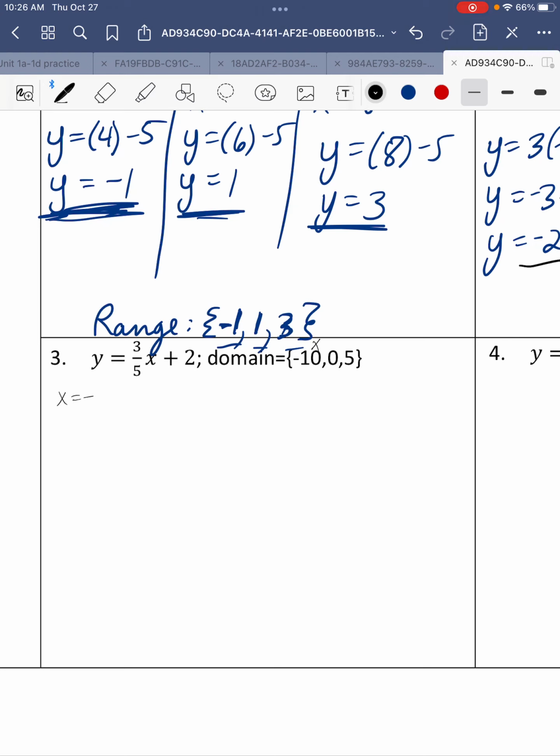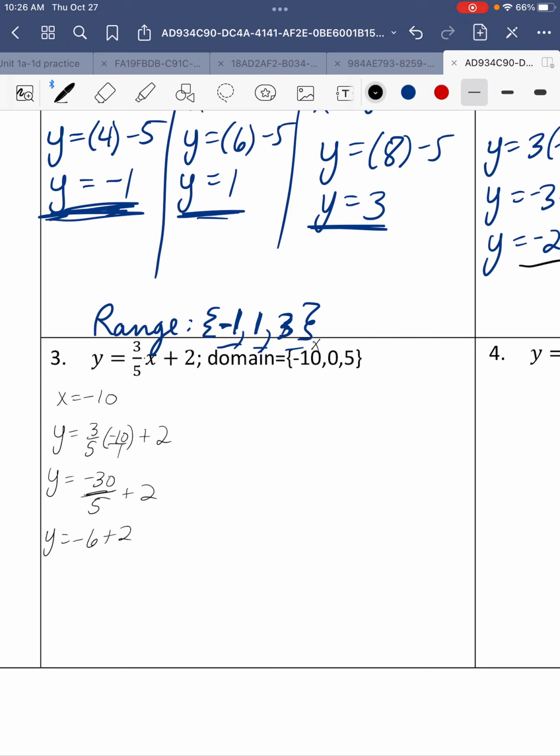All right, looking at the next problem. Again, we're given our domain, so I'm going to start off with x equals -10. So we have y equals 3/5 times negative 10, put in parentheses, negative 3/5 times it. So parentheses are absolutely needed when you are multiplying or dividing. We're multiplying fractions here, so we're going to multiply the numerators, negative 30, multiply your denominators, 5 times 1 is 5.